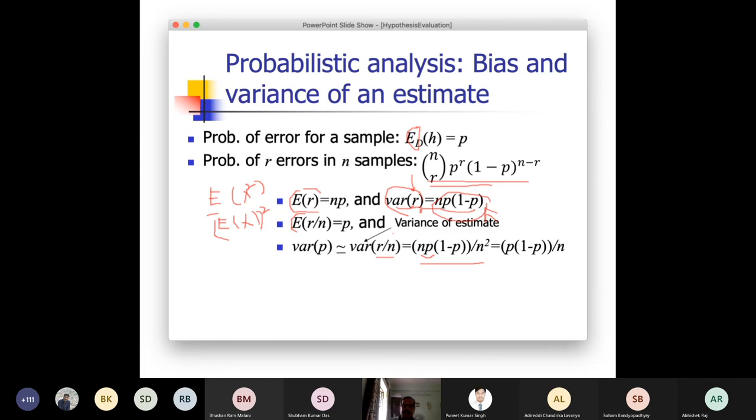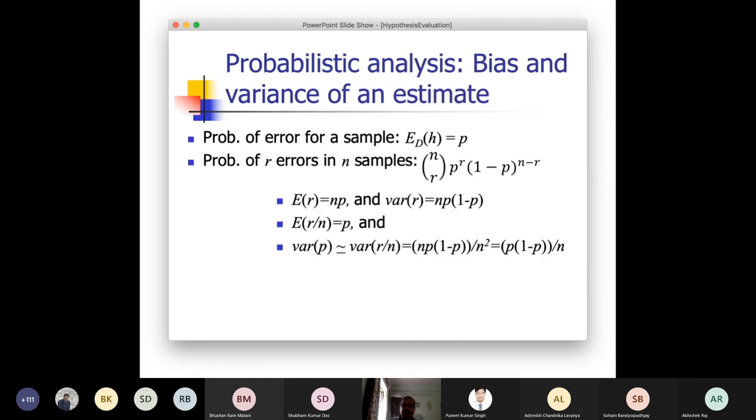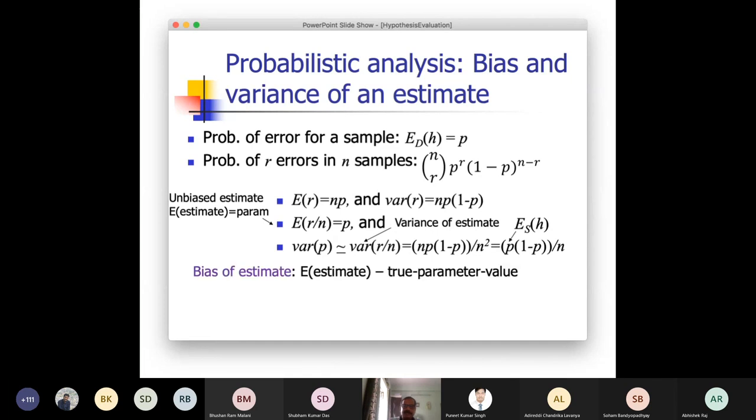Yes, sir. Okay, so this is how you get the variance of the estimate, as I mentioned. I mentioned already that this estimate is unbiased. The bias of the estimate is the expectation of the estimate minus the true parameter value. In this case it is unbiased because both are the same. Your true parameter value is p, and the expectation of your estimate, r by n, is also p. So there is no bias in your estimation, but you have a variance, and that variance is p into 1 minus p by n, and you can use r by n for that.